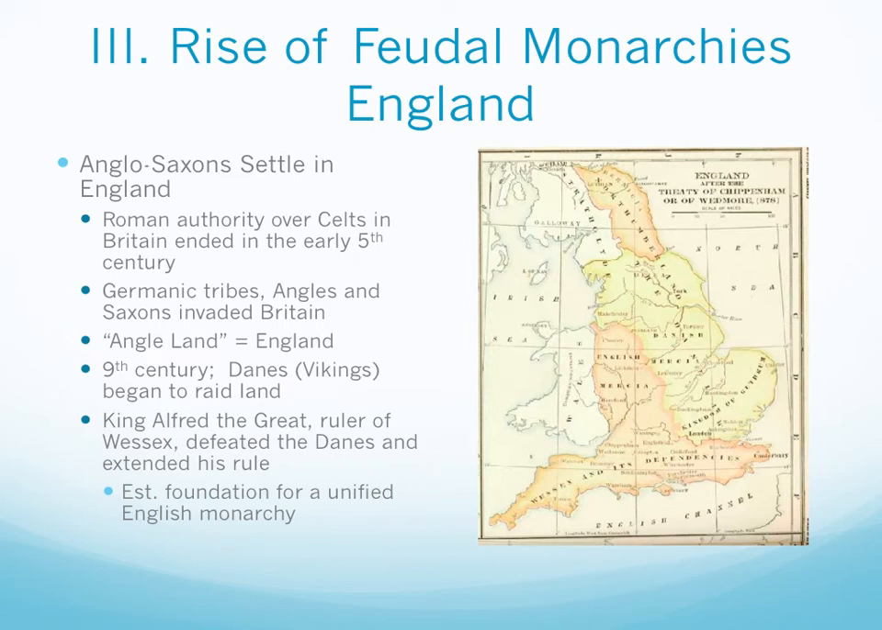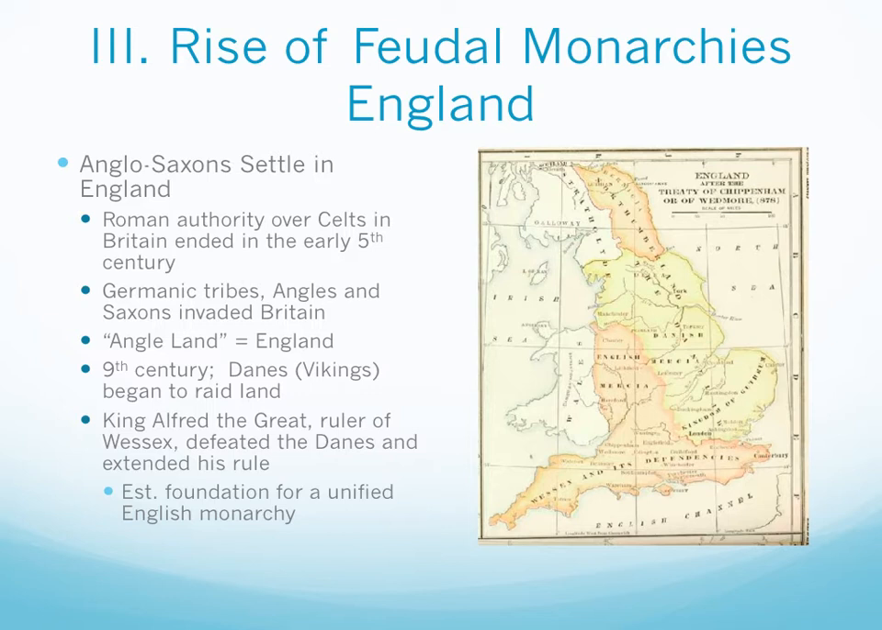Okay, so the first country that we're going to talk about is England and how a monarchy is established there. If you remember when we studied the Roman Empire, it reached all the way into Britain. There had been Roman rulers, Roman authority present in Britain. But after the early 5th century, that Roman authority is gone. They are no longer ruling over the Celts.